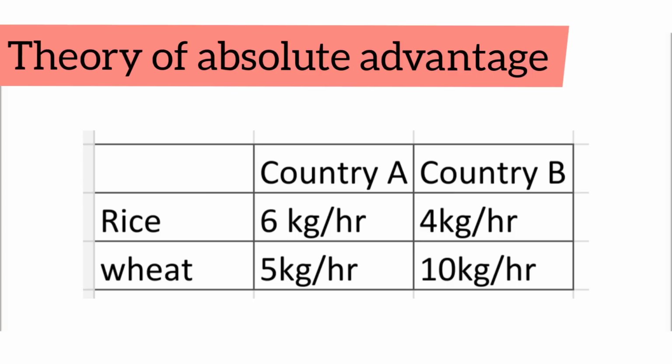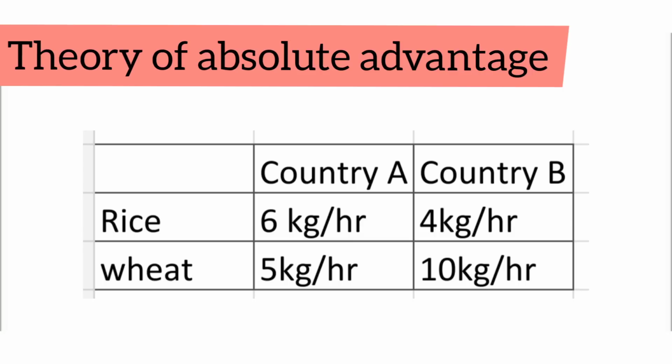The country which has an advantage should export that product, so that they are able to earn more. Now take the example of wheat. Here B has an advantage over A. B is able to produce 10 kgs of wheat in an hour, whereas A is only able to produce 5 kgs of wheat in an hour. Clearly B has an advantage, so B must export wheat. A will export rice and import wheat from B, whereas B will import rice from country A and export wheat, because B has the advantage in wheat and A has the advantage in rice.